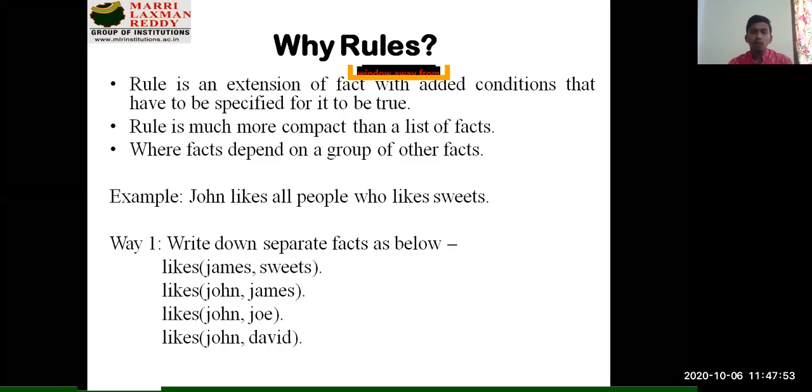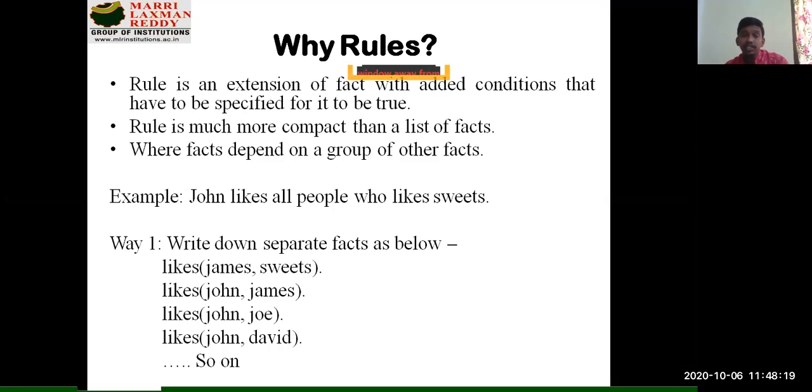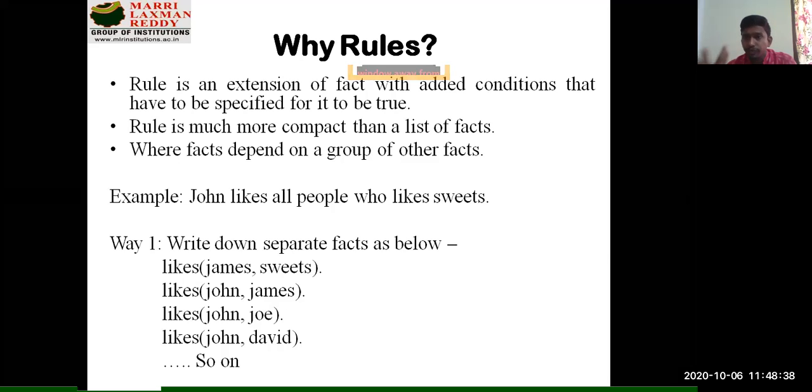Here you can see an example to understand what a rule is. We have an example stating that John likes all people who like sweets. That is the given statement. Whoever it might be, male or female, any people, if they like sweets, John will like them. Now we are writing some separate facts from the given statement. Here only one statement is given, but basically we have a set of given statements, and from that set we need to specify some facts. So it says likes of James comma sweets, but James is not a person here. Whenever that is fed to your database, it will say no. Like John comma James is one more fact I am defining.